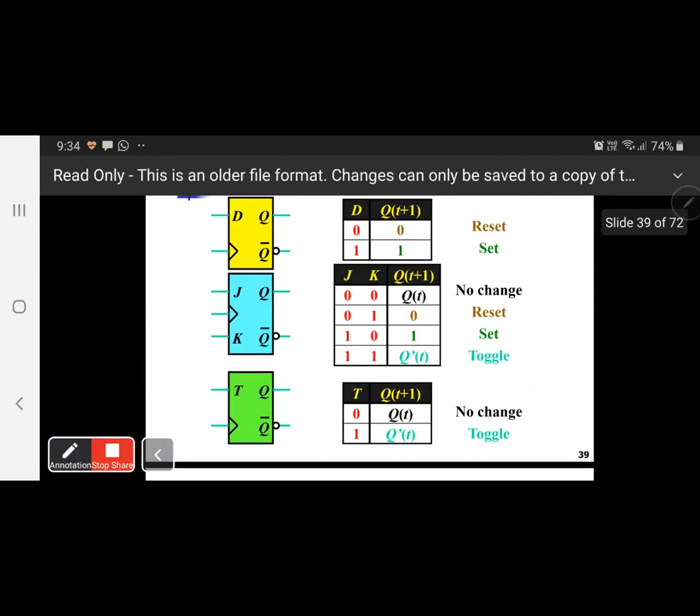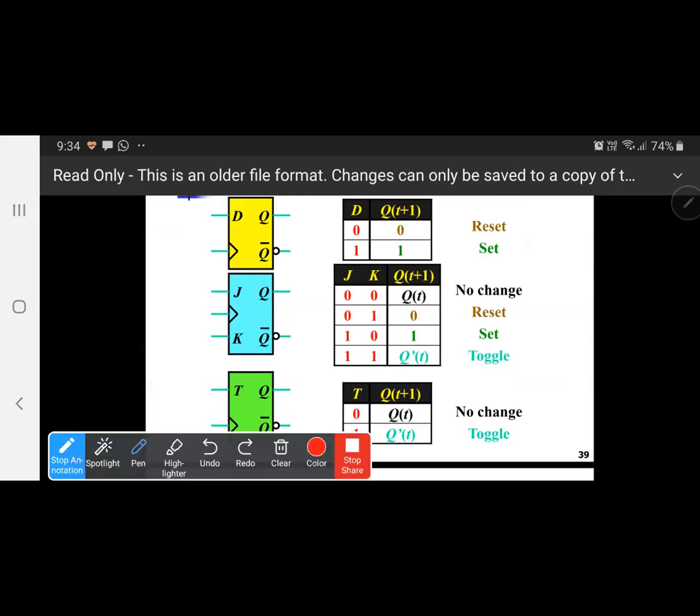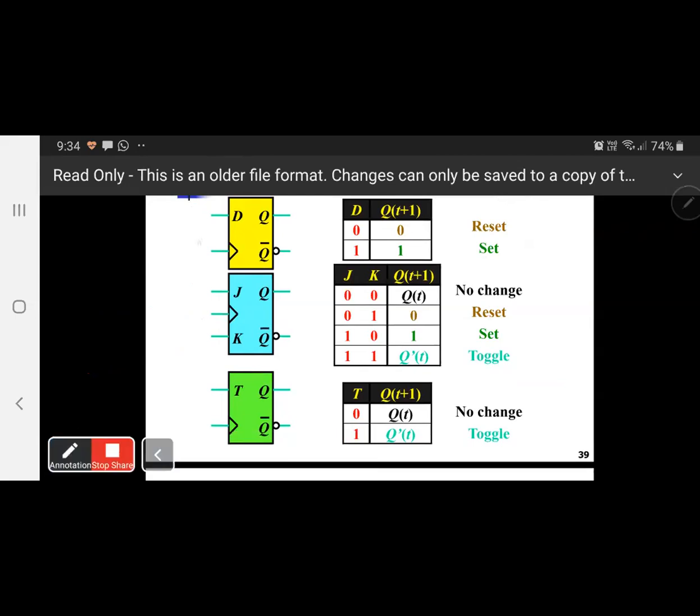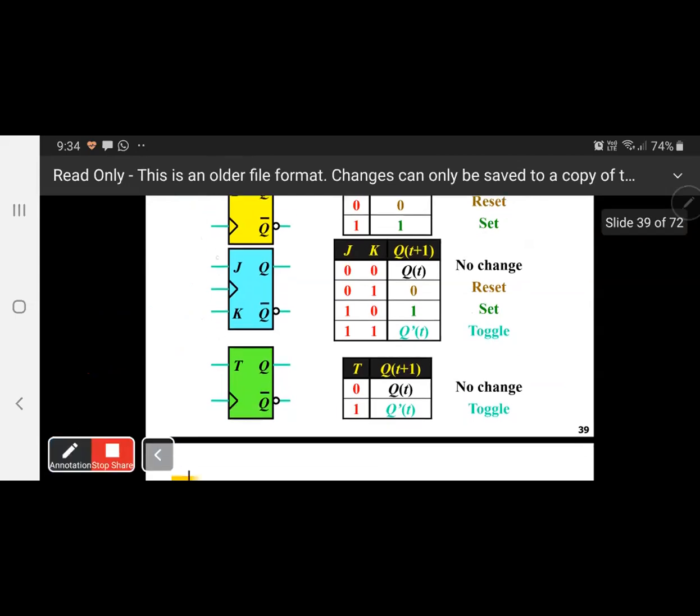Now, the table for all. Here you can see this is the D flip-flop table, this is for JK, this is for T. So in total, I explained 4 flip-flops, SR, D, JK and T. But you know SR is the base of all. But we will not use SR anywhere because it has the invalid condition. So you need to learn the other flip-flops. That's why I write here the truth table for D, JK and T. Clear?